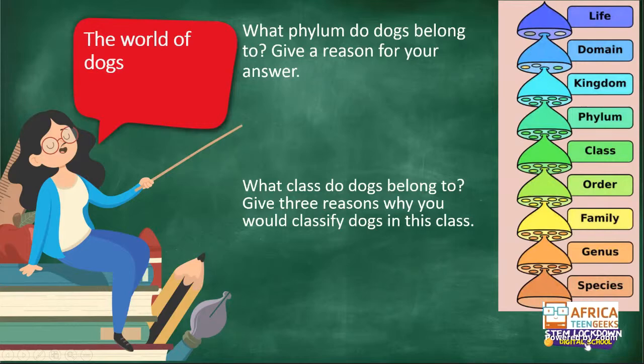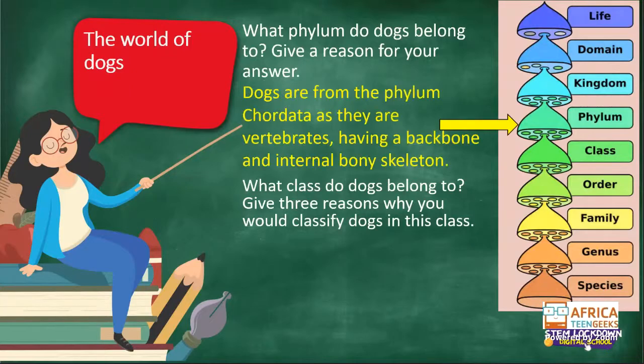Okay, you guys are close, but mammal is actually the next classification. Before we get into mammals, there is one more that we need to check, and the phylum is going to be, dogs are from the phylum Chordata, as they are vertebrates having a backbone and an internal body skeleton, bony skeleton. So there we can see the phylum is Chordata.